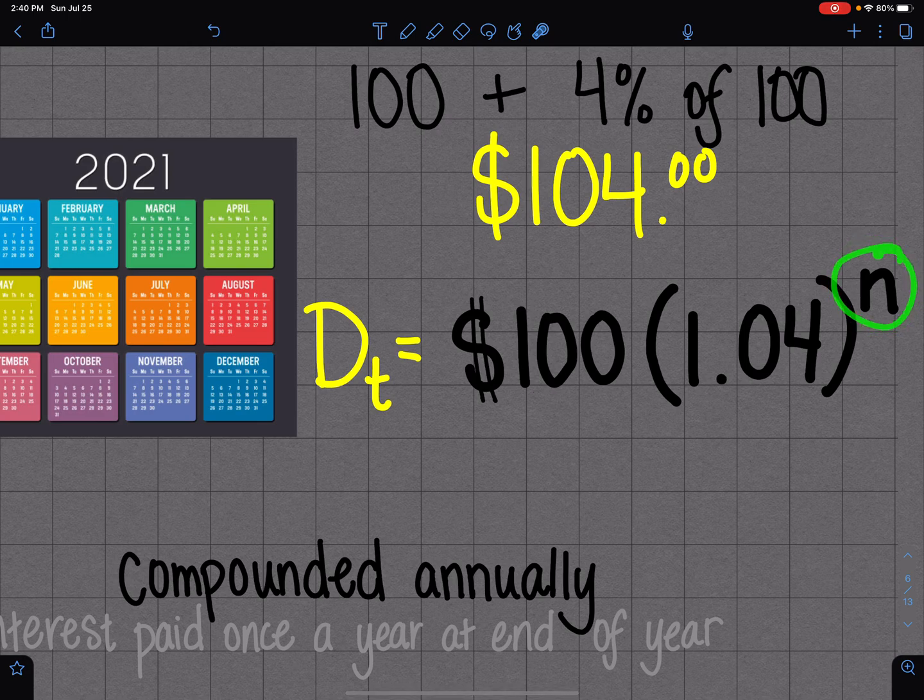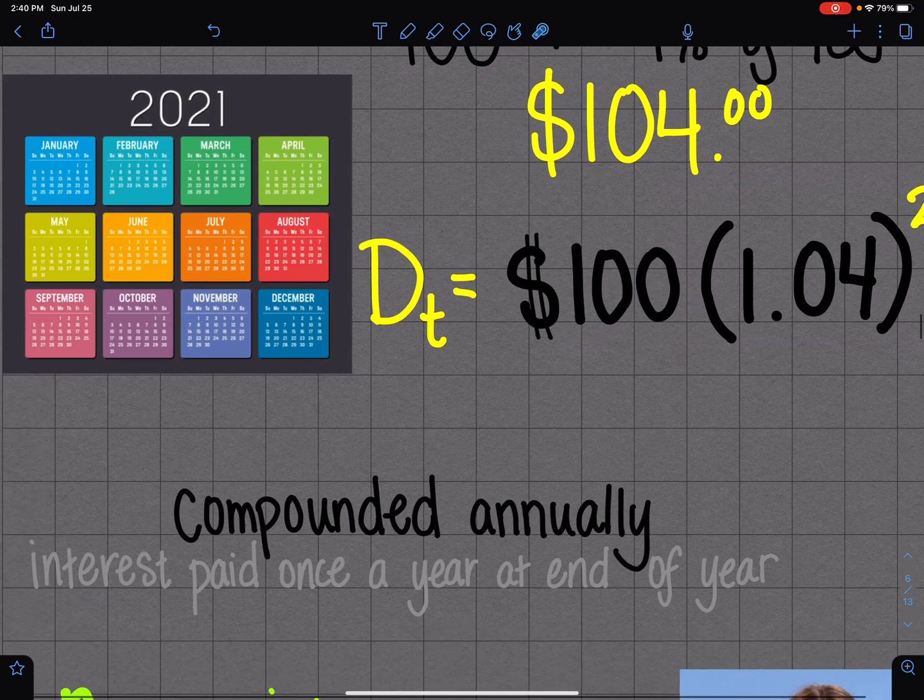After 1 year, let's erase this and put the number 1. After 1 year, you'd have $104, right? And you could also erase this and say, how much would you have after 2 years? So you do the exponents first. You would have to figure this out first, and then you multiply it by 100.